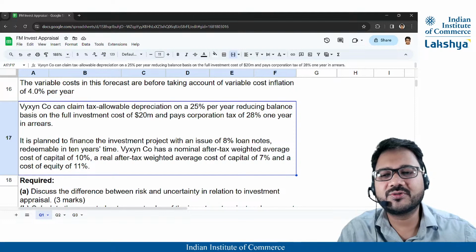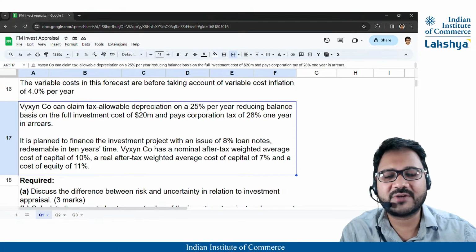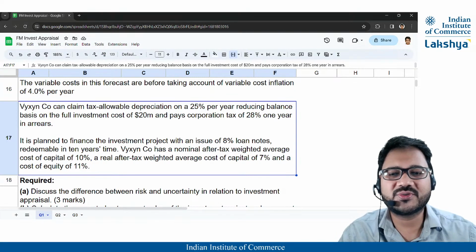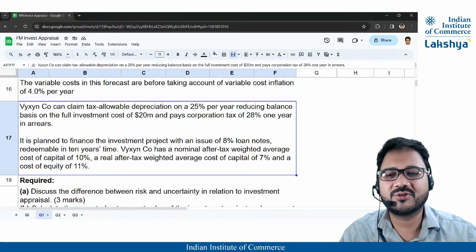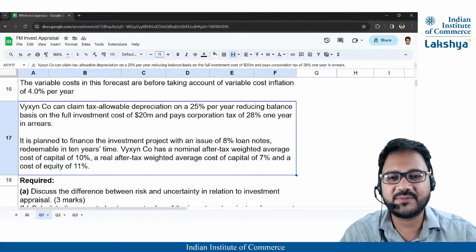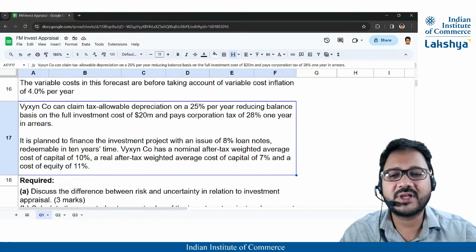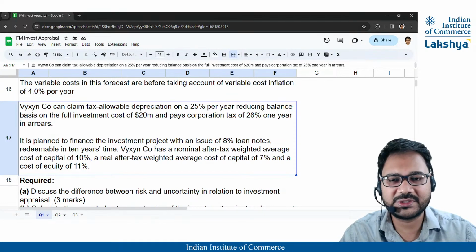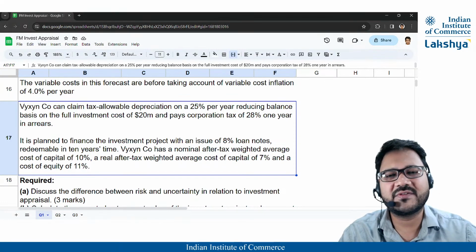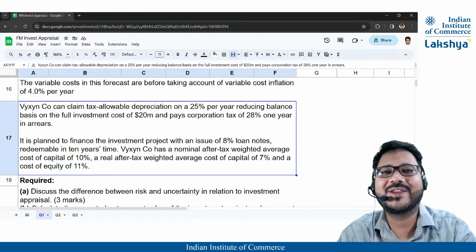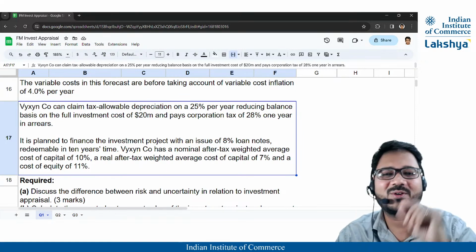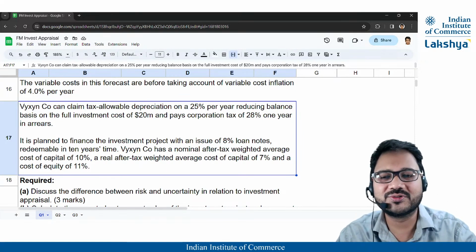It is planned to finance the investment project with an issue of 8% loan notes. So we are going to arrange for this 20 million with 8% loan notes, which are redeemable in 10 years' time. Vixen has a nominal after-tax WACC of 10%, a real after-tax WACC of 7%, and a cost of equity of 11%. So here they have given us everything. We have to select which rate we shall use.